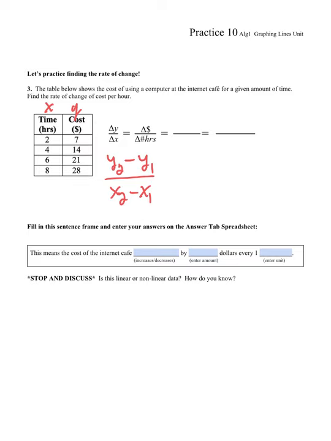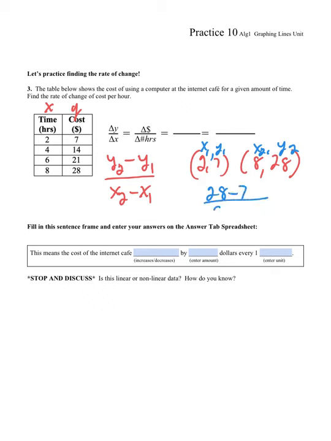So we can pick any 2 points. Let's pick 2 and 7, and then I'm going to pick 8 and 28. Now I have my 2 points. This is x sub 1, y sub 1, x sub 2, y sub 2. So we're going to subtract 28 minus 7, and then 8 minus 2, which gives us 21 over 6, and I can reduce that, giving me 7 over 2.